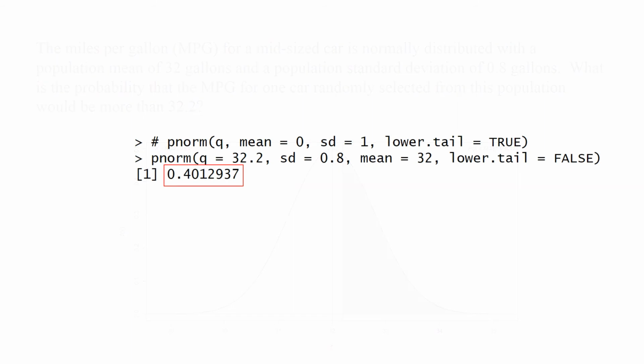Here's the R code to solve this problem. Q is 32.2, the standard deviation is 0.8, the mean is 32, and we're looking for an upper tail area, so we've got to have lower.tail equals false. The answer is in the red box, 0.4013.